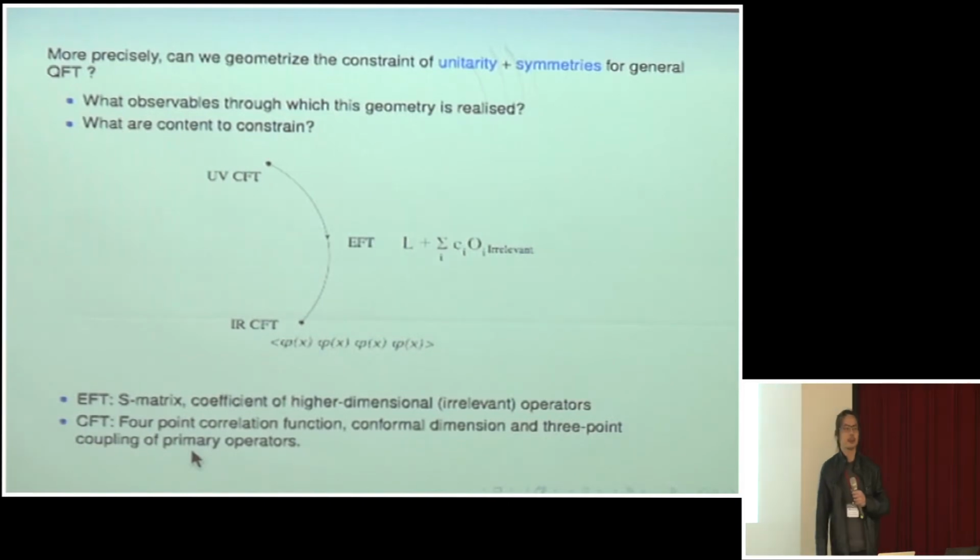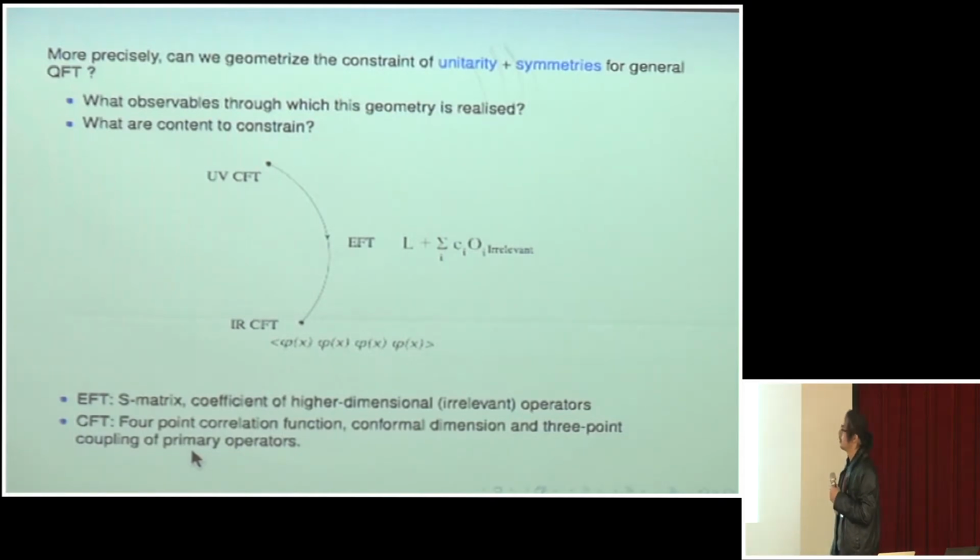When we talk about general quantum field theory, what do we mean? We consider a space of all theories. In this space you have fixed points, which are the CFTs, and between the fixed points you have RG flows. This is the picture of the space of general quantum field theories. On the fixed points, your description is a CFT. On the RG flow, essentially the description is an effective field theory.